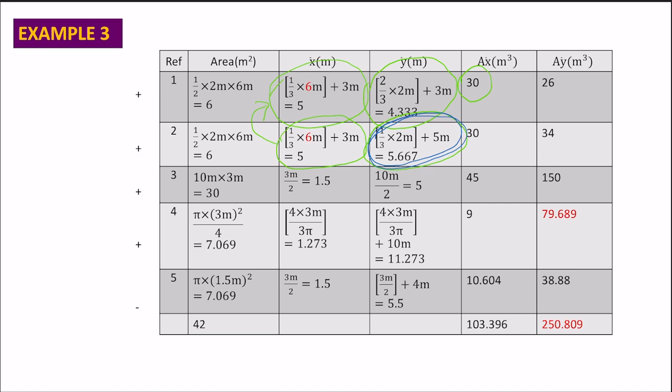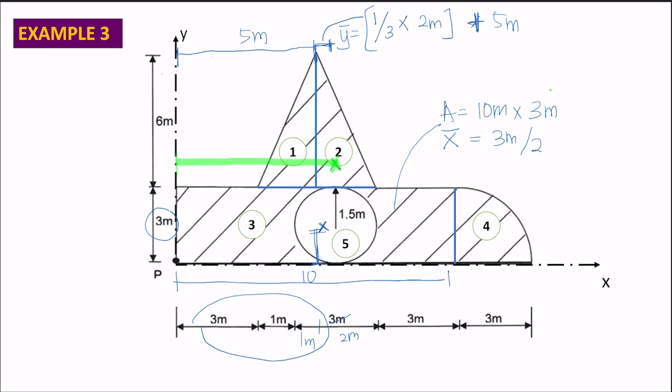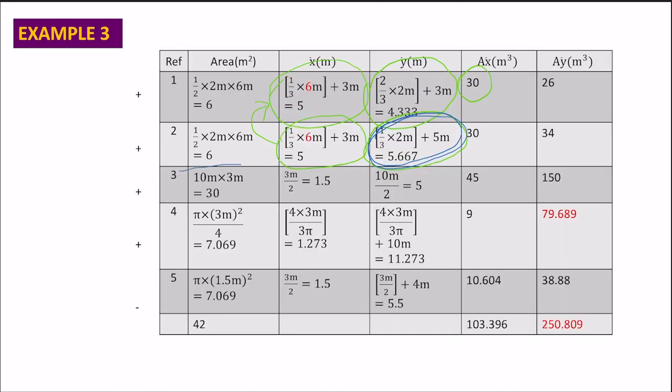For section 3, it is a rectangle. The width is 10 meter and the height is 3 meter. So the area is 10 meter times 3 meter. Next, we need to find the x bar. So distance from the centroid of the rectangle to the x-axis. Therefore, 3 meter divide with 2. And for y bar, it will be from the centroid to the y-axis, which is 10 meter bahagi 2. This is the one yang saya tulis dekat depan. And get the Ax bar and Ay bar in the same manner.